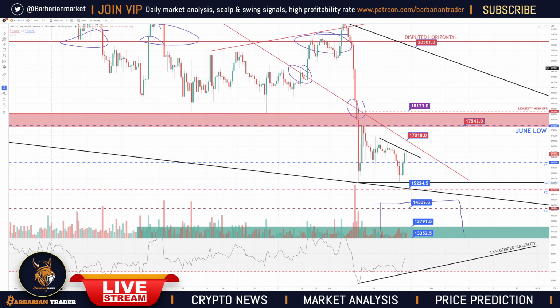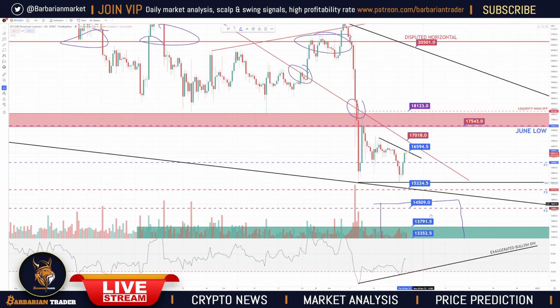Yes, this black diagonal, if it's reclaimed, let me put here 16,600. That's why the title of the video is the battle for 16,500. Bulls get in control if they reclaim 16,600, 70,000. Bears are in control if the price continues to stay between 16,500 and 16,600.